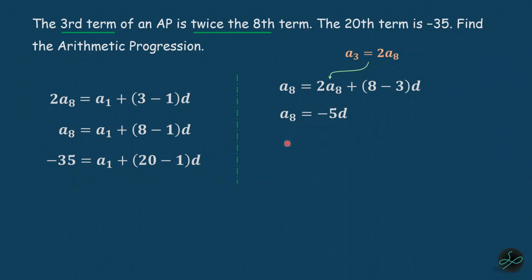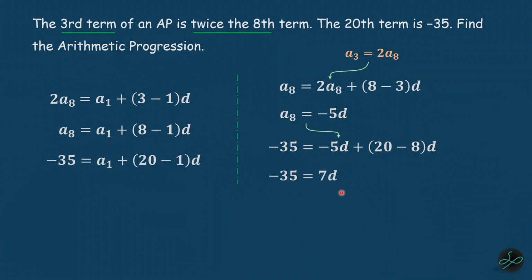Next, the 20th term is negative 35, so we can write its equation. Since we have a sub 8 here, we can use the eighth term as the reference, so the equation will be negative 35 equals a sub 8, which is equal to negative 5d from the equation here, plus the quantity of 20 minus 8 multiplied by d. Simplifying the equation gives negative 35 equals 7d. And we can solve for the common difference, which is equal to negative 5.